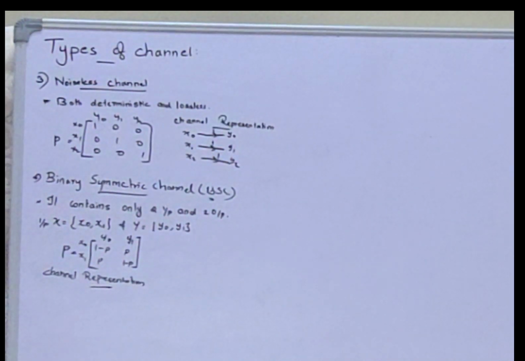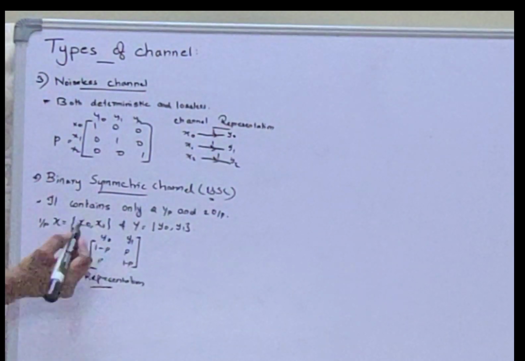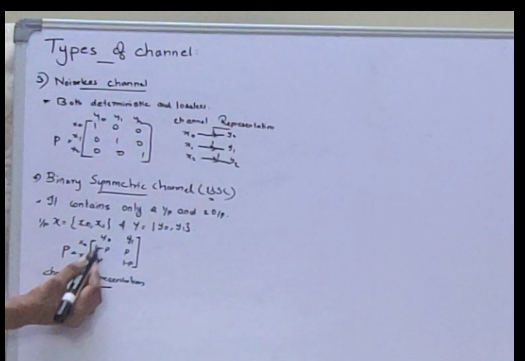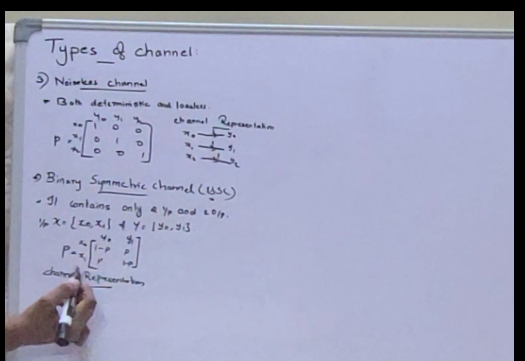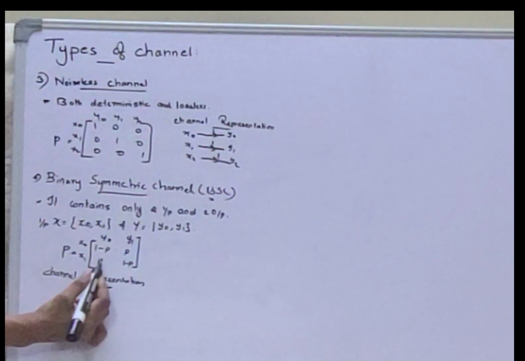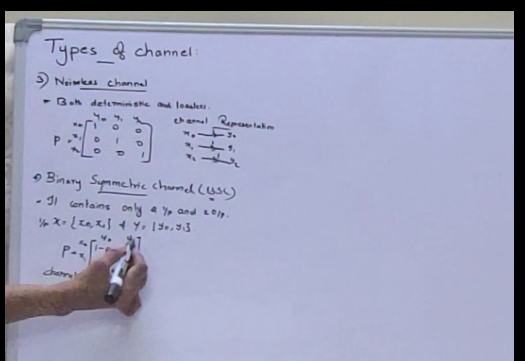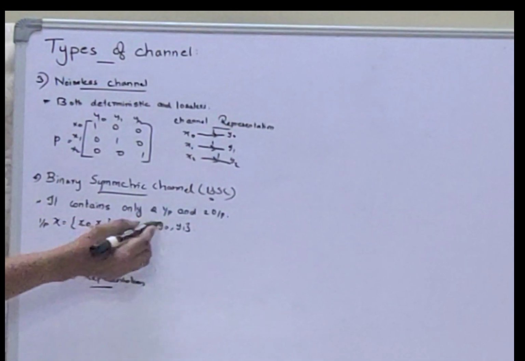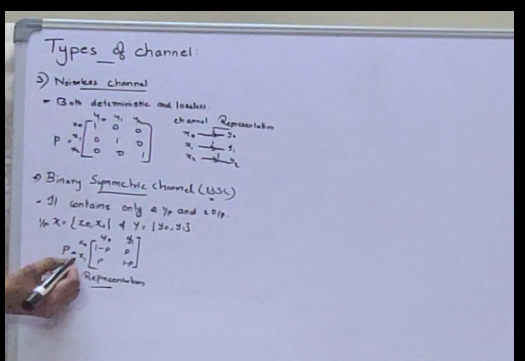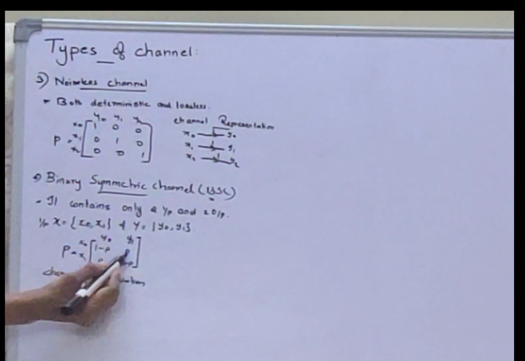That is, a channel is symmetric when the probability of receiving a 1 when 0 is sent, and the probability of receiving a 0 when 1 is sent, is the same. So if the probability of transmitting 0 is 1 minus p, then the probability of receiving 0 is p. Likewise, the probability of receiving y1 when x1 is transmitted is 1 minus p. So x equals x0, x1 are the inputs, y equals y0, y1 are the outputs. Now the channel matrix P is equal to [1 minus p, p; p, 1 minus p].